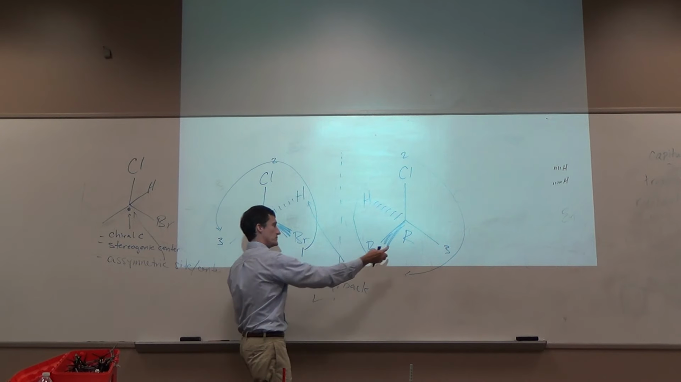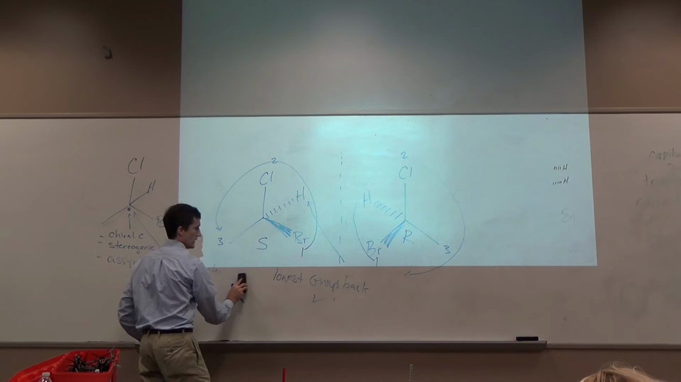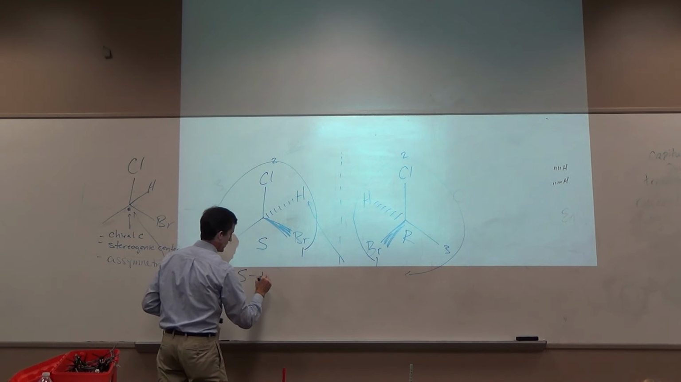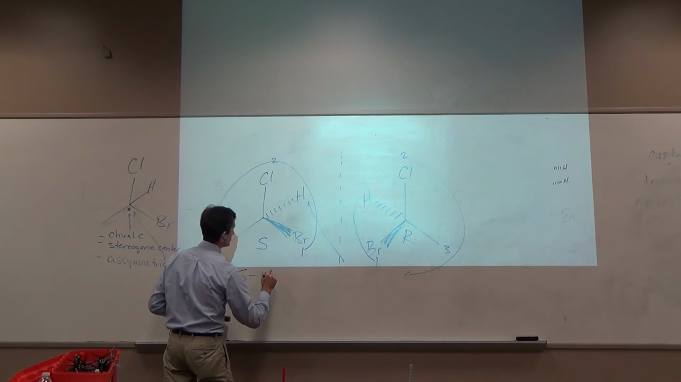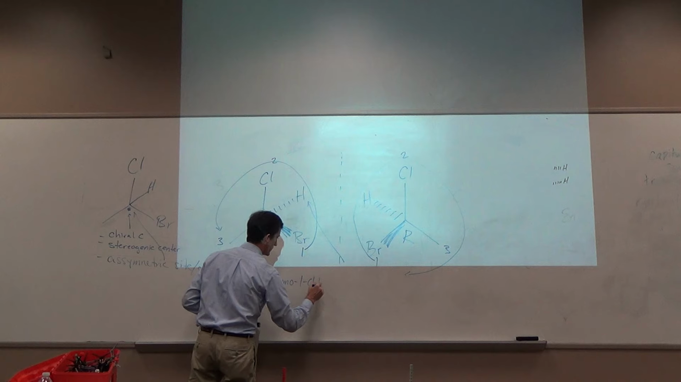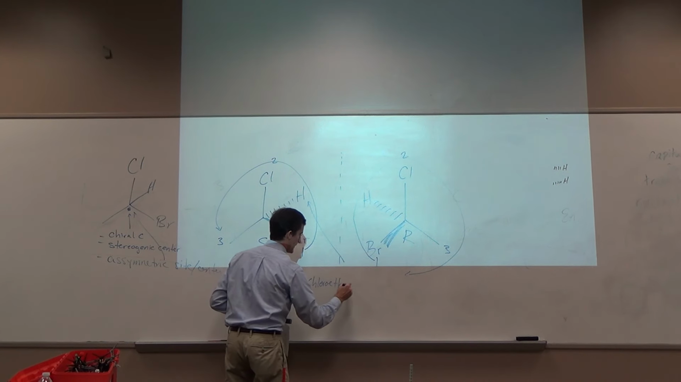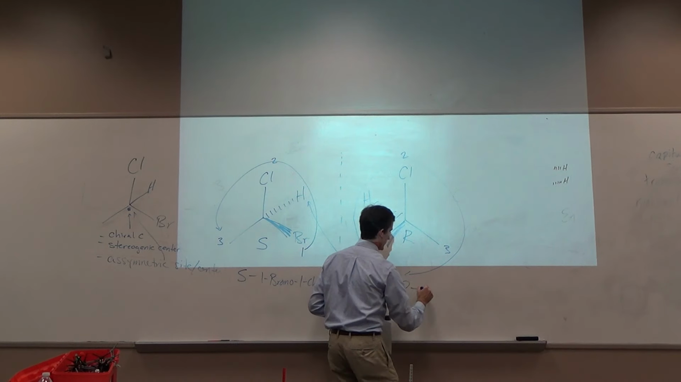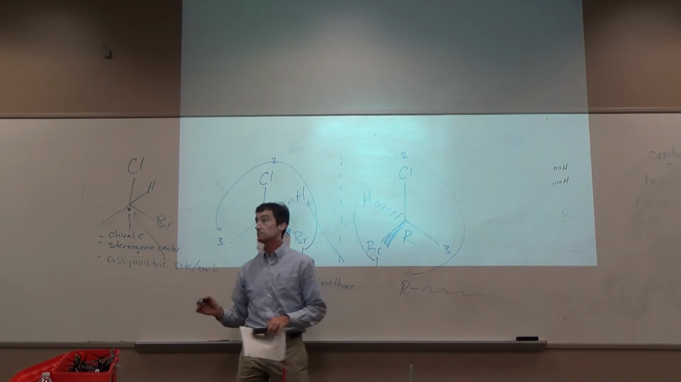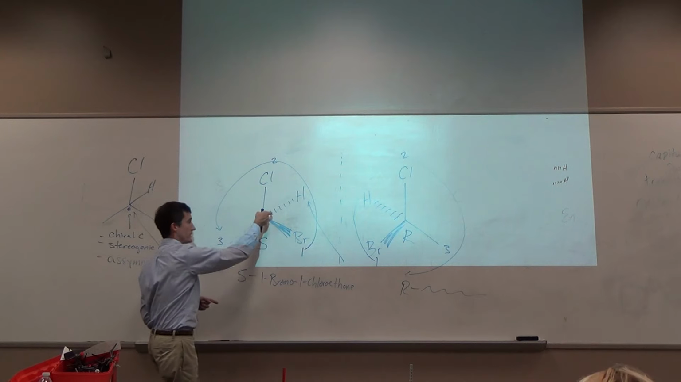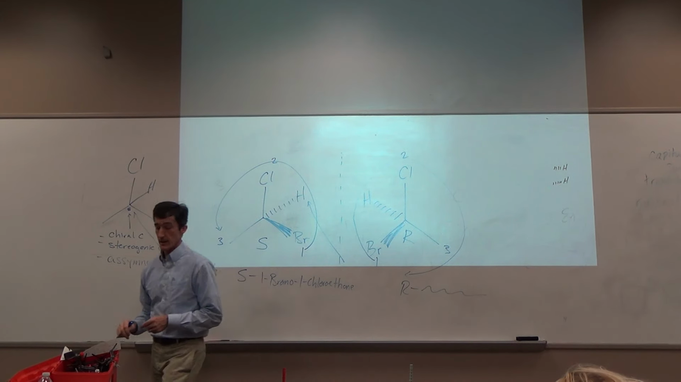Now we have a stereochemical descriptor. And we can call this compound S-1-bromo-1-chloroethane, right? What do you want to call this one? R. Same exact name, just a different stereochemical descriptor. And we just used the orientation around the carbon.